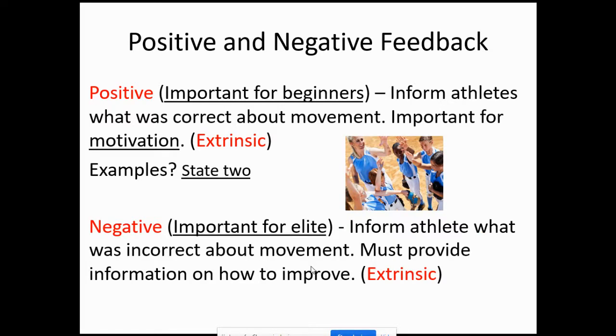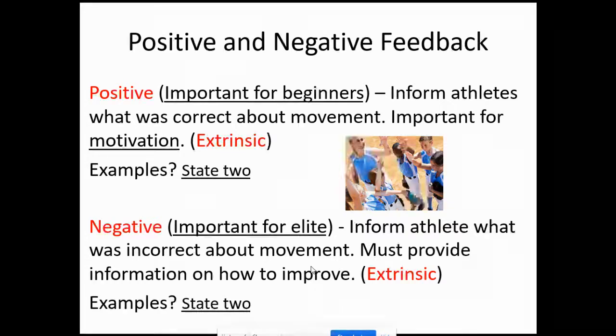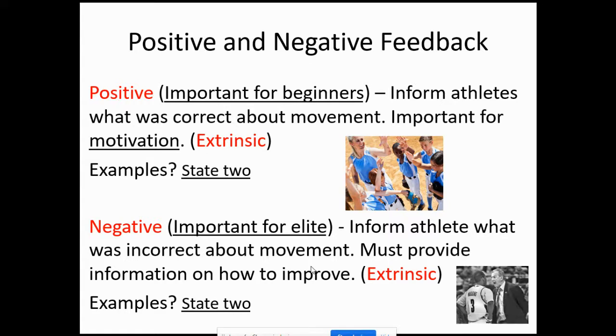Then, negative. This is really important for elite athletes. Why? Because elite athletes need to know what went wrong because they want to improve, okay? So it informs athletes what was incorrect about the movement and how they're going to improve it moving forward. Again, examples. You jump too early for your spike in volleyball, or whatever it is, okay? Negative feedback is important if you want to improve. However, not good for beginners, because beginners want to continue to have that motivation to keep performing well. And if they don't have a motivation, they're obviously not going to continue playing the sport. Again, if you need to pause it to write anything down, please do it now.